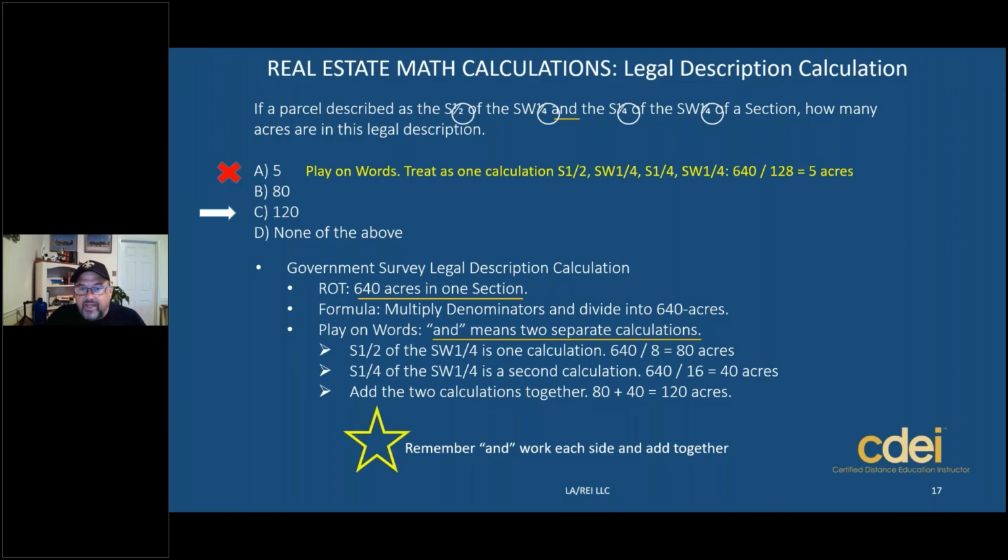Put a star by this. This is very important that you understand this word "and," because I'm telling you, if this is not exposed to you, if you don't know this, you're going to answer 5 acres, because that's typical human nature. We lean to just start multiplying the denominators, divide into 640, and we get 5 acres. We don't see the word "and." Pay attention closely on the state exam, okay?